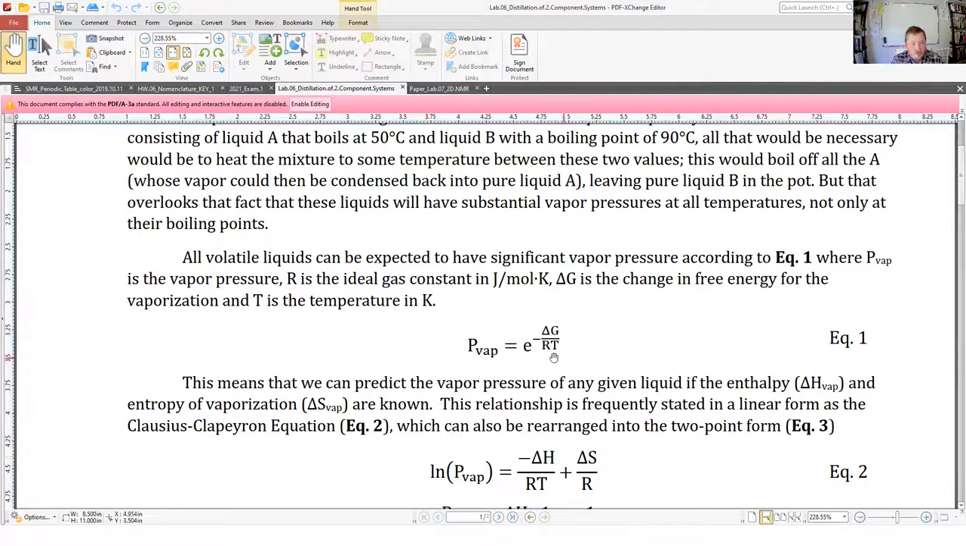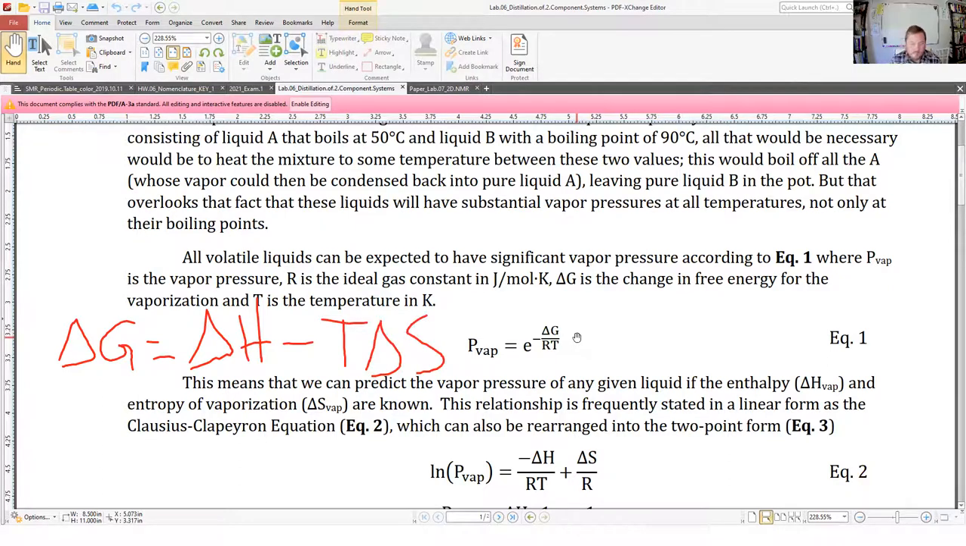It really gets useful if we rearrange this and we plug in our definition of delta G. So remember our definition of delta G had the enthalpy term. So that's our energy of the bonds breaking. And then there was the entropy term. And so change in enthalpy is how much your bond energies are changing. Delta S is your change in disorder or randomness. If we plug that expression in for delta G and we rearrange things a little bit, we can get this equation down here.